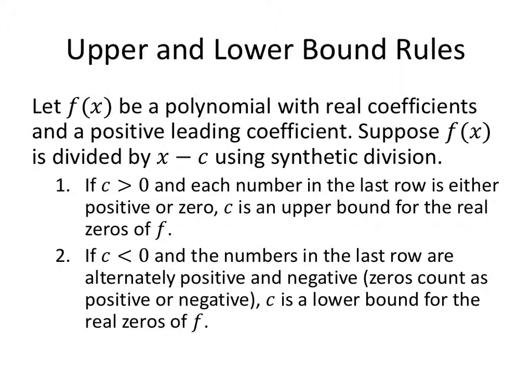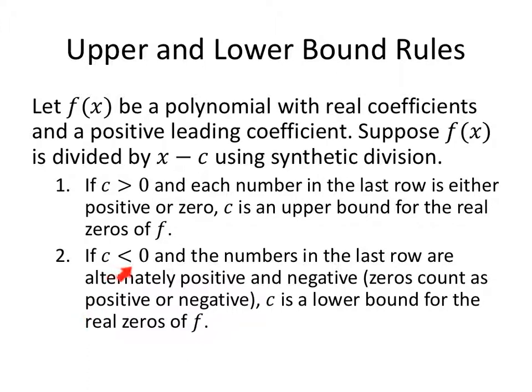We also have upper and lower bound rules. Let f of x be a polynomial with real coefficients and a positive leading coefficient. Suppose f of x is divided by x minus c using synthetic division. Now, if c is positive, so x minus c will look like x minus 3 or x minus 17, whatever, and each number in the last row of synthetic division is either positive or 0, then c is an upper bound for the real zeros of f. Meaning, you don't have to look any higher than the c value you've already found.